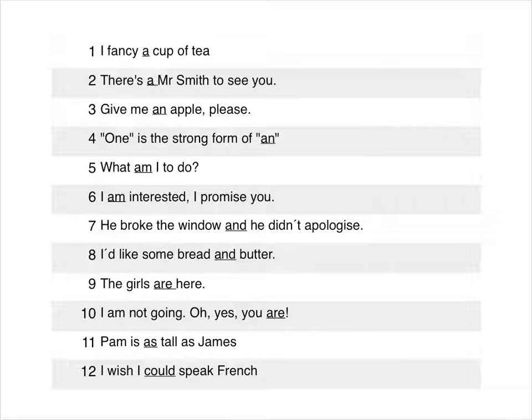As I say, most of them are weak. But for example, in number 4, I would say one is a strong form of an. Can you imagine why? To emphasize, because we're making a contrast. One, an. You're explaining something and making the contrast between these two words. So in this case, I would definitely use the strong version because we're emphasizing, we're making the contrast.